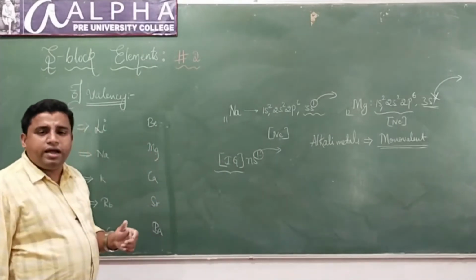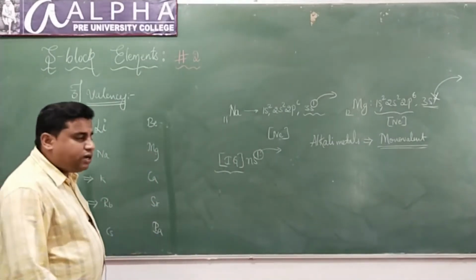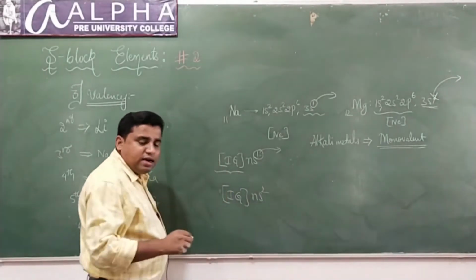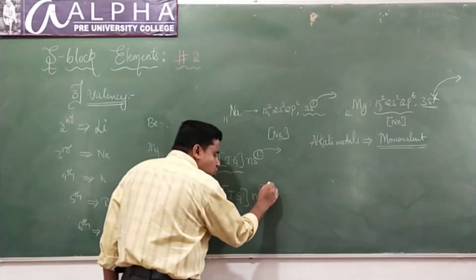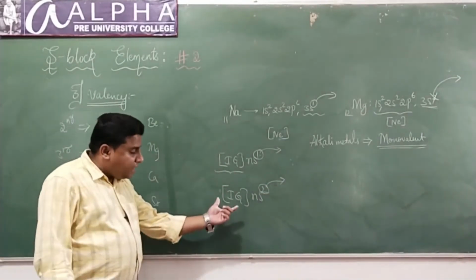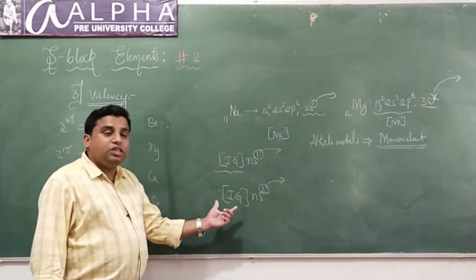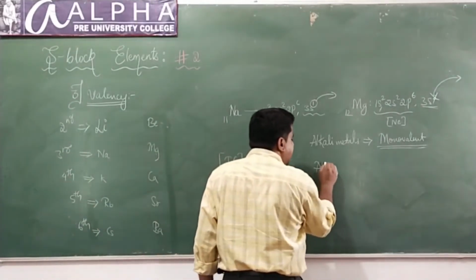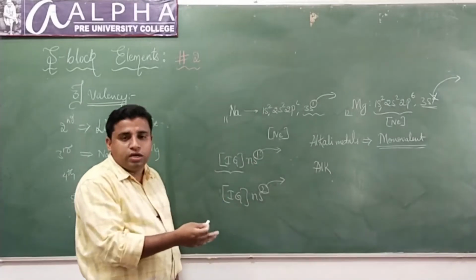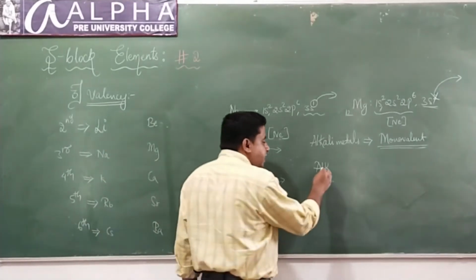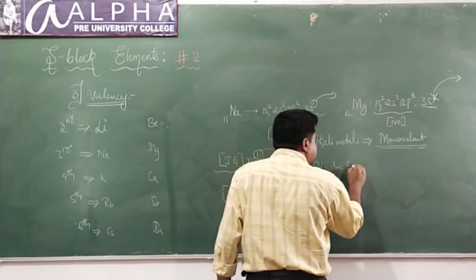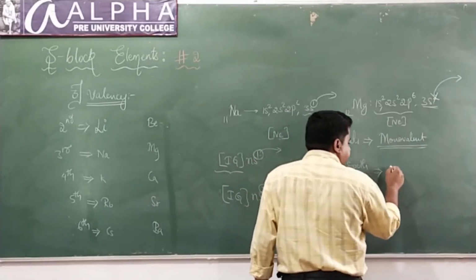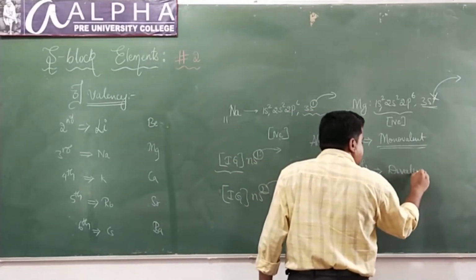The same phenomenon is true with all alkaline earth metals. What was the general outer electronic configuration of alkaline earth metals? It was inert gas core ns2, isn't it? All alkaline earth metals will lose the 2 electrons in the outermost shell, and they're going to attain the nearest noble gas configuration. How many electrons are they ready to lose? They're ready to lose 2 electrons. Therefore, I can say alkaline earth metals are divalent, correct?